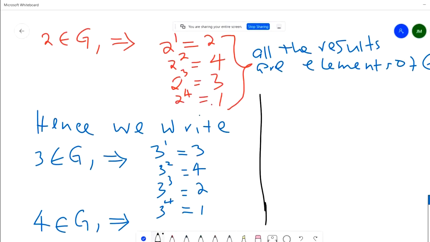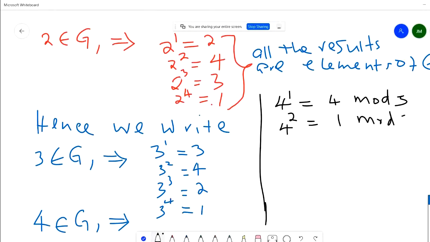So what is happening is that we have 4. 4 power 1 is equal to 4 modulo 5. I'm sure this is what you got. 4 squared is 16. 16 modulo 5: you divide 16 by 5, you get 3 because of 15, remainder 1. So you have 1 modulo 5. 4 power 3, 16 times 4 is 64. 64 modulo 5 is 4. 4 power 4 is like having 16 times 16, which is 256. 256 modulo 5 will give a remainder of 1.